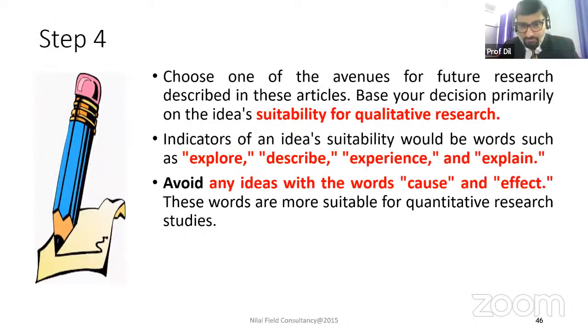So step number 4 is to choose one of the avenues for future research described, and base your decision primarily on the suitability for your qualitative research. If it is qualitative research, you can use terms like to explore, to describe, to experience, to explain. These words are the only ones to be used in qualitative research. Exploration, leading to interpretation.